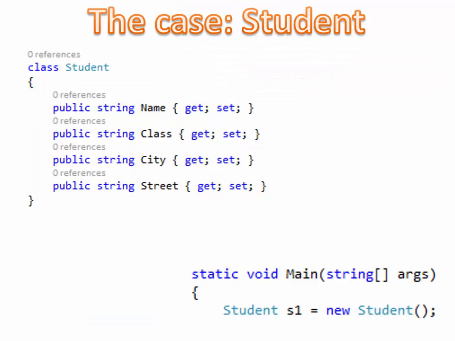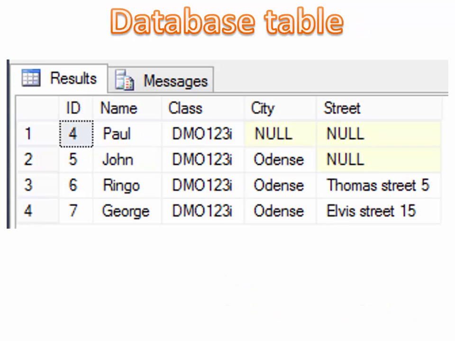Usually when we're dealing with objects in C#, they'll look like this. We have this student class that has the name, class, city and street. In the main, we have a reference to an object of the type student. In the database, it will look like this. Then we'll have name, class, city and street, just like in the object. But instead of a reference, we have an ID, a unique identifier. In this case, it is 4 for Paul, 5 for John, and so on.